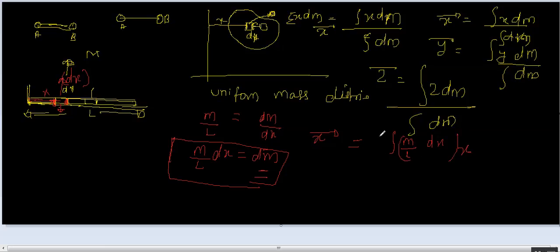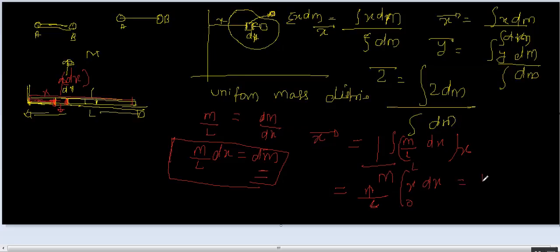Okay, x, this summation means integration, divided by total mass. Total mass is m. So what we get is 1 by l x dx. And from what is the variation of x, we have to put the limit. So x varies from x is equal to 0 to x is equal to l. Then this will be 0 to l.